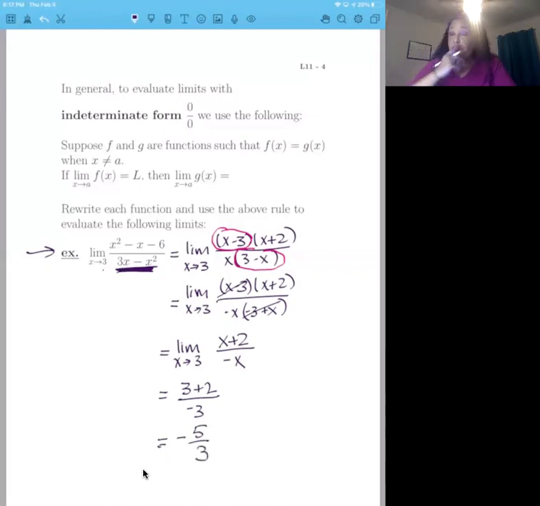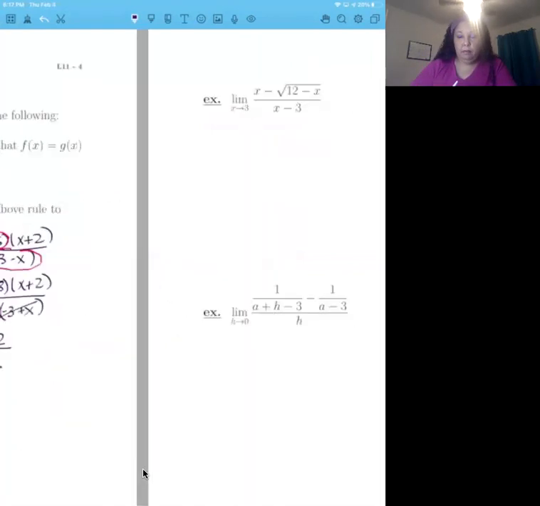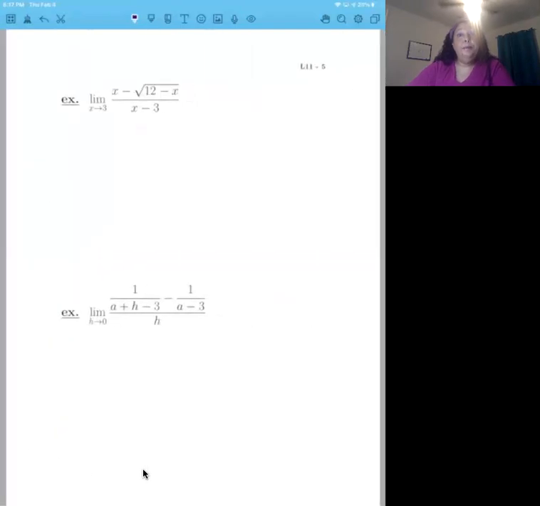So always try factoring if you have a rational function. Now here's an example. Again, if I plug in 3 here, I get 12 minus 3, which gives me the square root of 9, and I get 3 minus 3 in the denominator. So I get a 0 in the top and a 0 in the denominator.